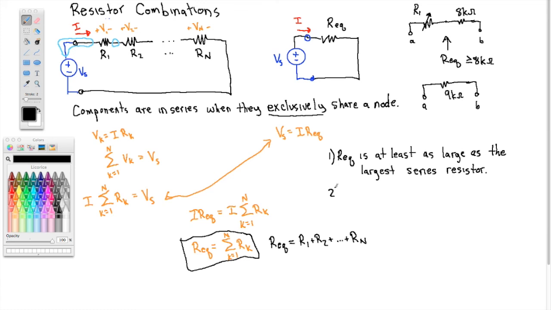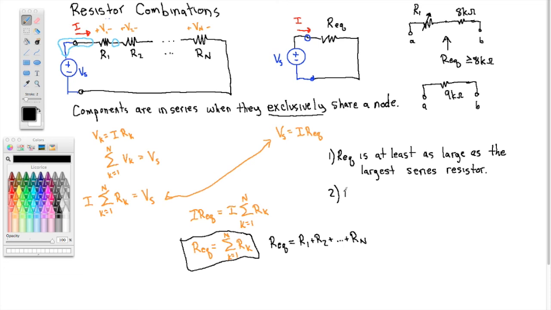Okay, and two, I want to point out, you should be familiar with open circuits. An open circuit is a resistor that has infinite resistance. So if we had a wire in a circuit and we removed that wire, making it open, that's effectively a resistor of infinite resistance.